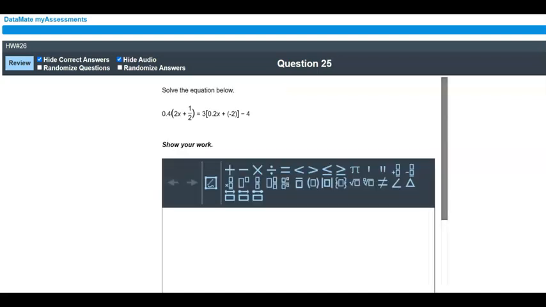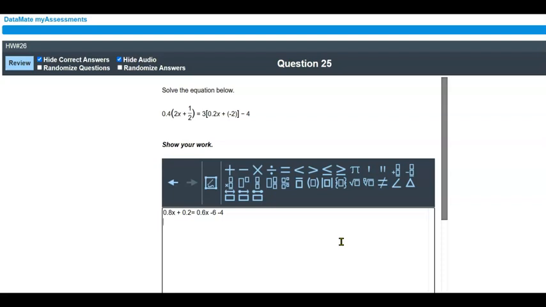Question 25 has a space where you can draw or a space where you can type. You're certainly going to want a calculator for this part, but 0.4 times 2x is going to be 0.8x. And then 0.4 times 1/2 is going to be 0.2. Then I can type my equal sign, and 3 times 0.2 is 0.6x. And 3 times -2 is -6. Don't forget, though, that there's a -4 at the end.